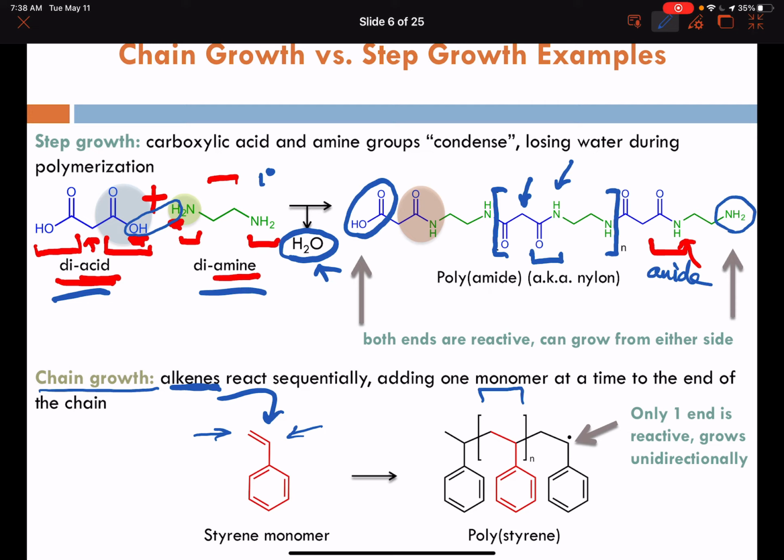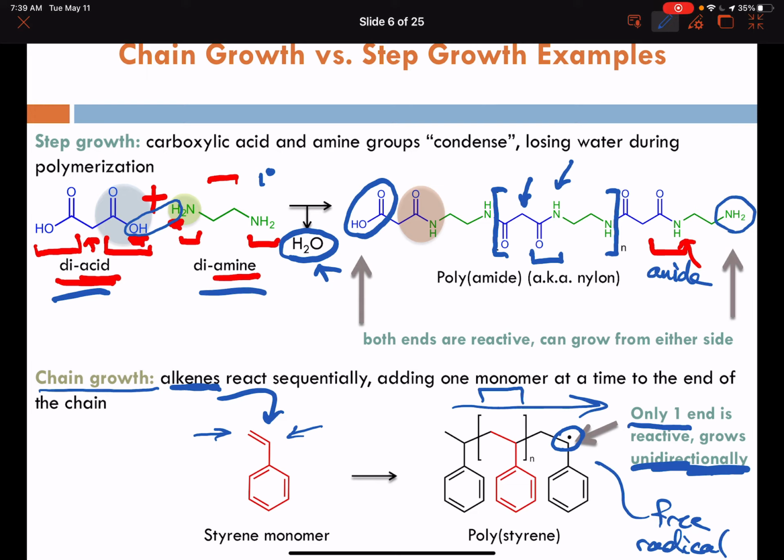So in this regard, as we grow polymer, because we add one at a time in a linear fashion, we're only going to see one end that's reactive, and this will grow unidirectionally in that one direction this way. We're showing here the identity of that reactive group. So notice that there is a single dot. This indicates a free radical. And this represents the reactivity, the site of reaction for addition of additional styrene monomer or other alkene monomers if present.